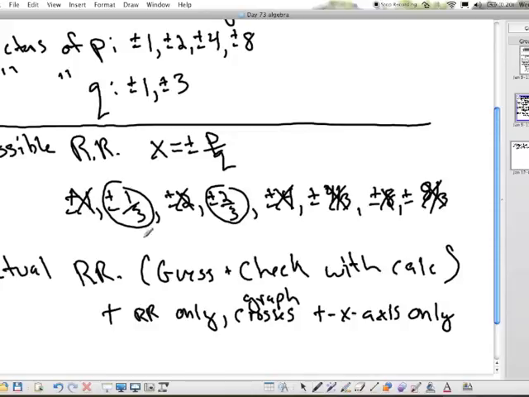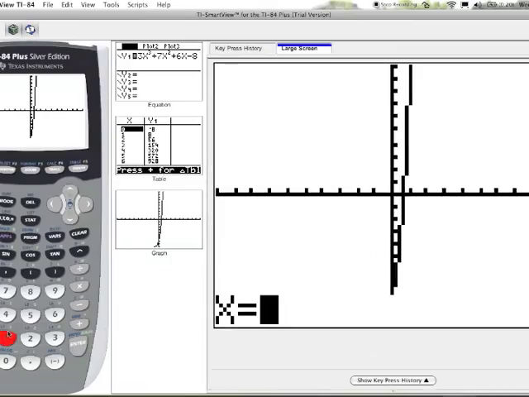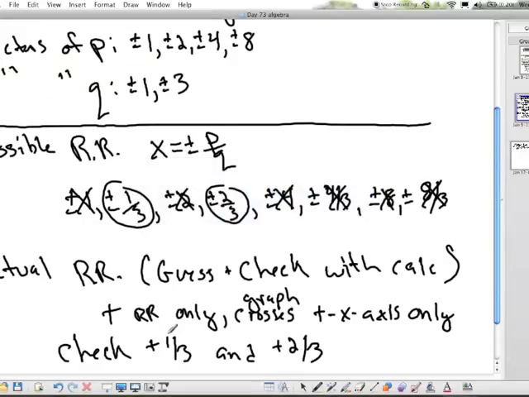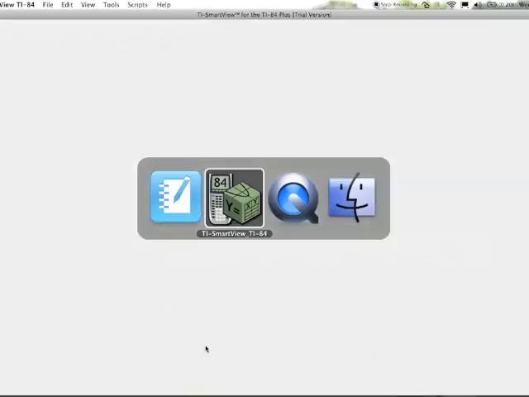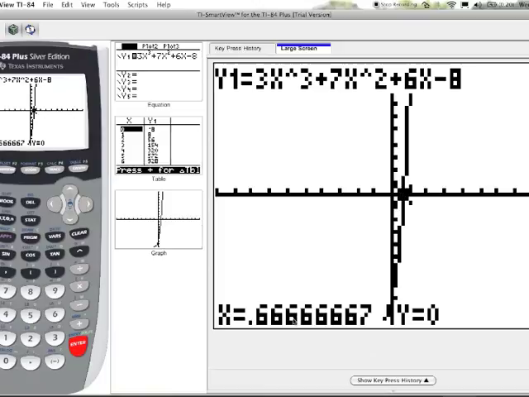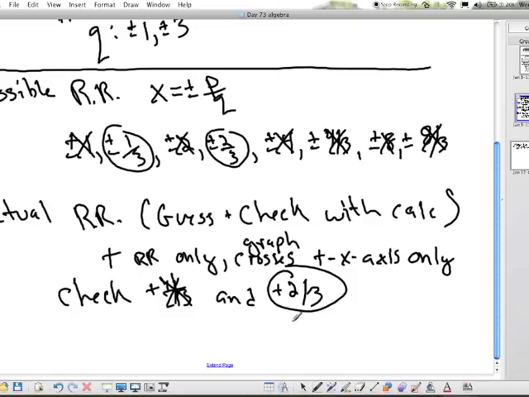So the only positive roots, we've got to check, positive 1/3 and positive 2/3. So let's check positive 1/3. So we're going to enter 1/3 and hit enter. You know it's not 0, so 1/3 is not a root. So we're going to check 2/3. And we notice that 2/3 does equal 0 for y, therefore 2/3 is a root. So the only possible rational root is 2/3.